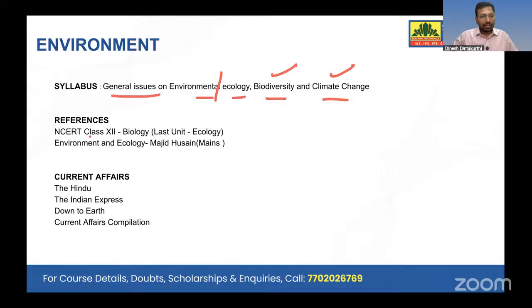As for NCERT, in class 12 biology we have only one unit here. Frankly speaking, NCERT may not be the best source available in the market for environment. We have to go with private publications and NIOS publications, and also any state book for that matter. But for mains, particularly environment and ecology, Majid Hussain's book is very good. Similarly, for prelims, we have so many publications, and one such book, Shankar's, is also very good for environment.